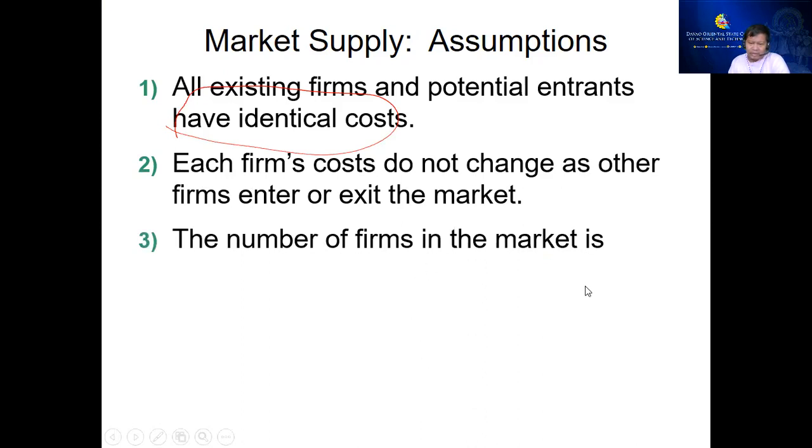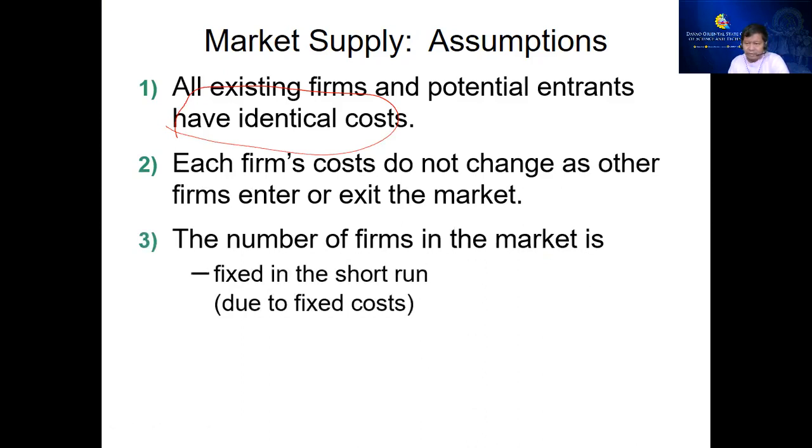The number of firms in the market is fixed in the short run. The number of businesses in a competitive firm is fixed in the short run, because in the short run we cannot just change our capital outlay, since the time is short. But in the long run, we can change our businesses, many can enter and many can exit. But in the short run, few enter, in less than 2 years. So at least the number of firms in the short run is fixed, due to fixed cost.